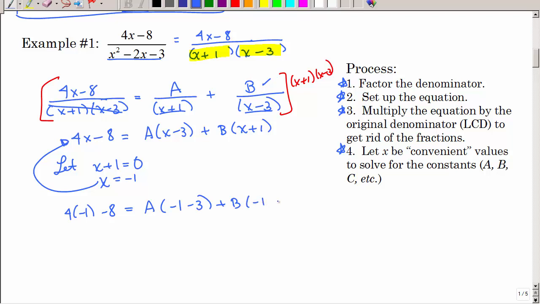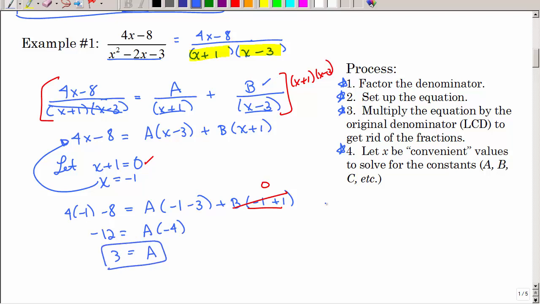So everywhere there's an x, we're putting a negative 1. And since we let that equal 0, at some point we're going to get a 0, and some constant's going to go away in our equation. So we have negative 12 equals A times negative 4, so A is positive 3.